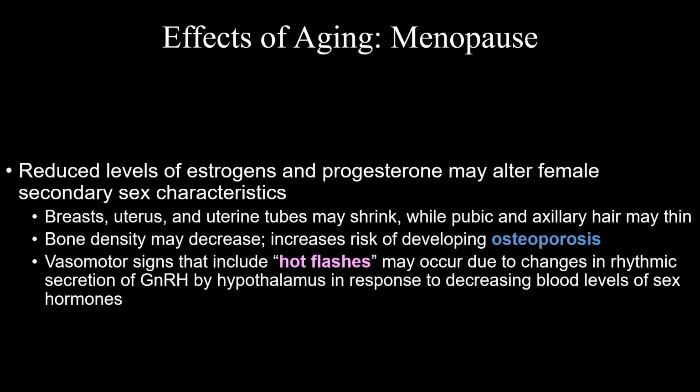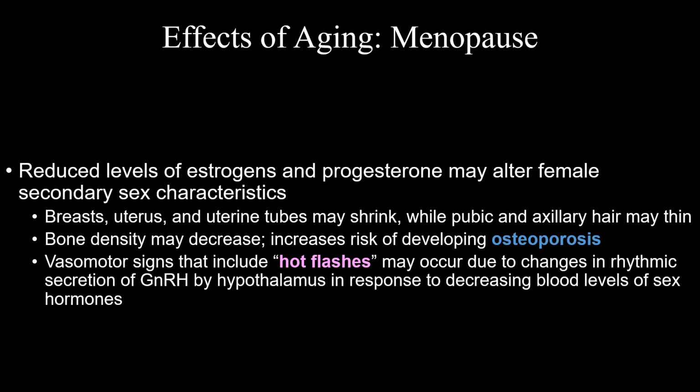Now, the lower concentration of estrogens and progesterone tend to change the female secondary sexual characteristics. The breasts, vagina, uterus, and uterine tubes may shrink, and the pubic and axillary hair may thin. Oftentimes, bone density will decrease, which leads to osteoporosis, and the skin may become thinner. Some women also experience these unpleasant vasomotor signs, including sensations of heat called hot flashes. And a hot flash can last up to 5 minutes, and it may be accompanied by chills or sweating.